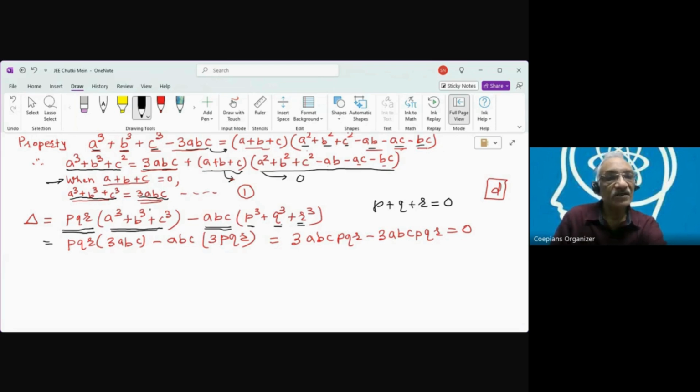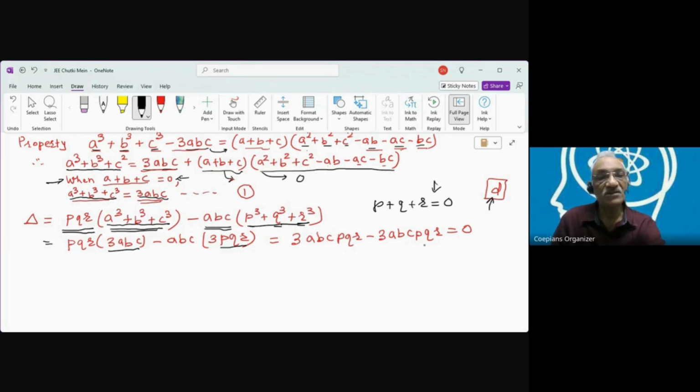But we already know that the value of A plus B plus C is 0, as well as P plus Q plus R is 0. So in this particular bracket the value is 3ABC, and the value of this particular bracket is 3PQR. So these two terms will get cancelled and the value becomes 0, which is option D. So this is the normal solution.